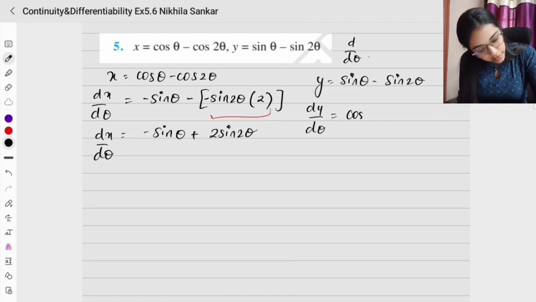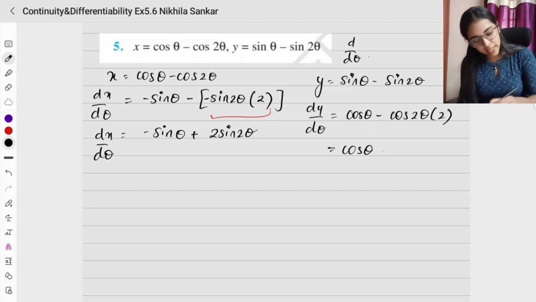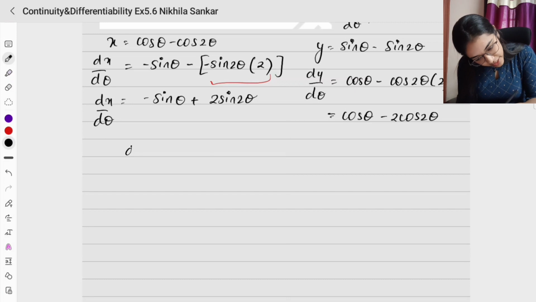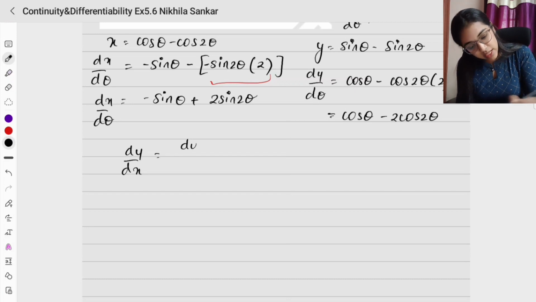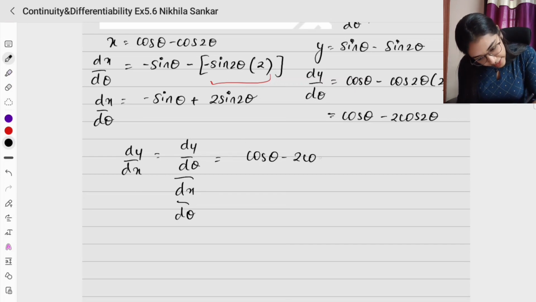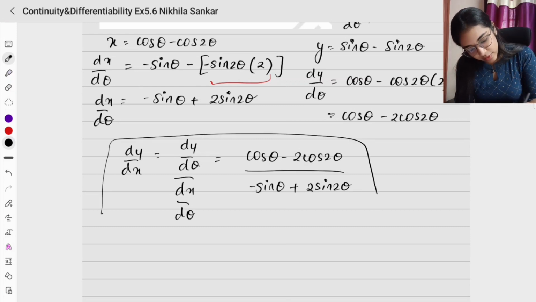What is the derivative of sin 2 theta? Cos 2 theta. If you differentiate 2 theta, I'll be left with 2. So I have cos theta minus 2 cos 2 theta. Now I need to find my dy by dx. So dy by dx is dy by d theta divided by dx by d theta. So I have cos theta minus 2 cos 2 theta, the whole divided by minus sin theta plus 2 sin 2 theta. So this is my final answer. Okay, please copy.